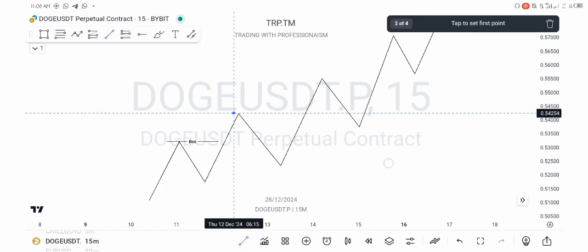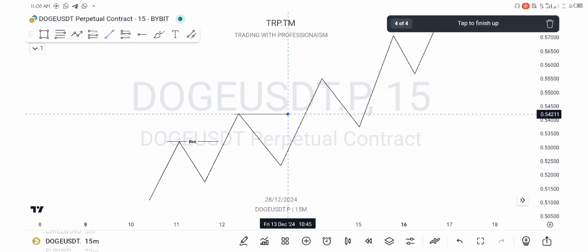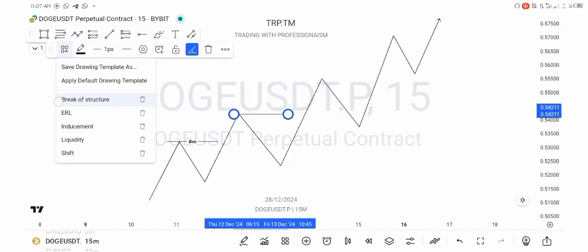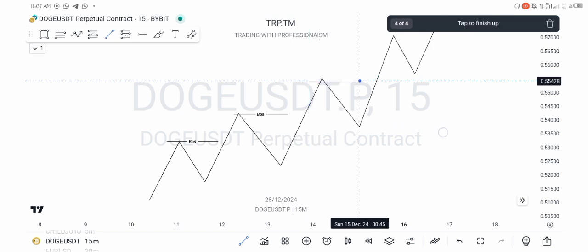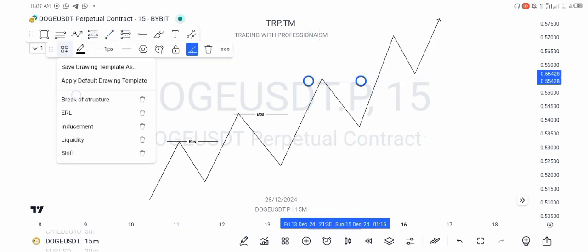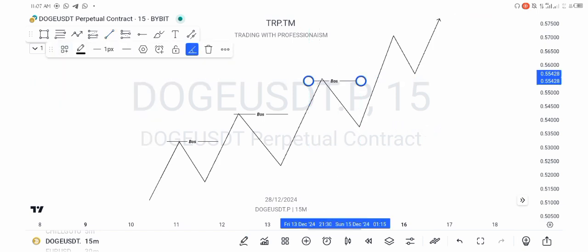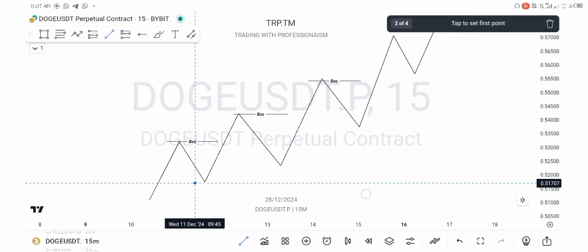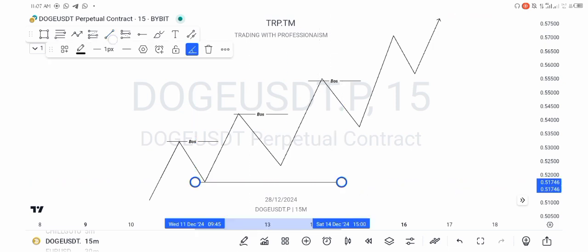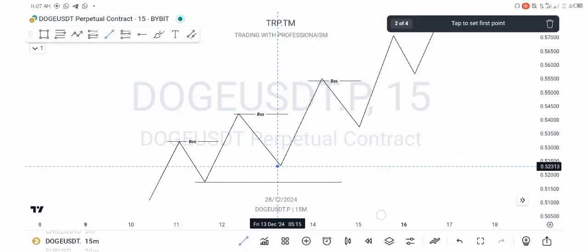So this is a break of structure. It is a break of structure. This is a break of structure. It's just the break of the previous high. And in an uptrend, the lows are protected. These are the lows. The lows are protected.